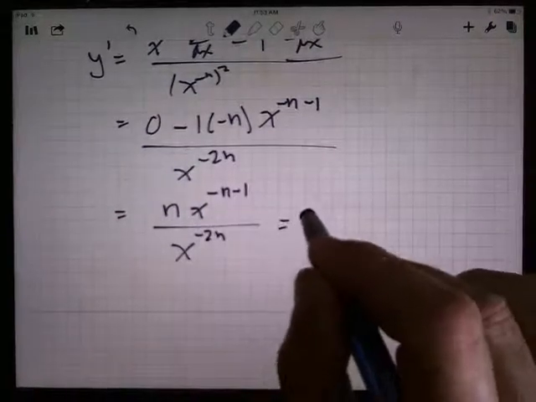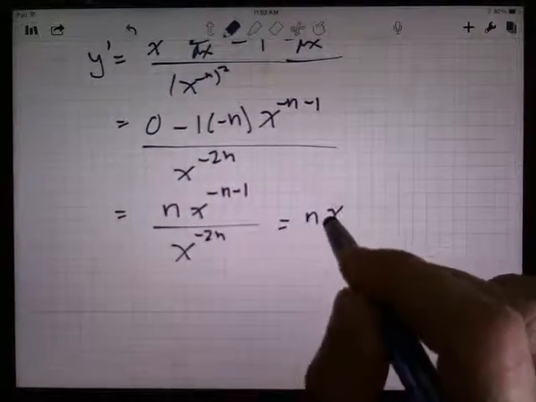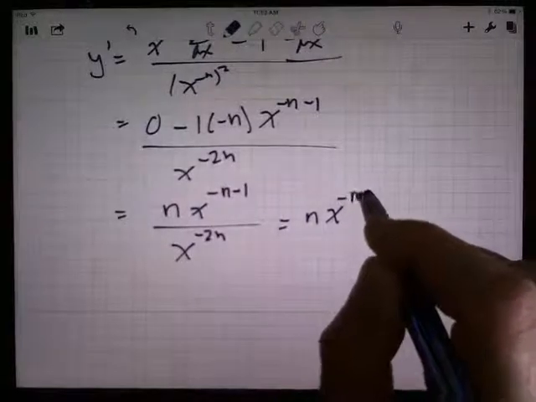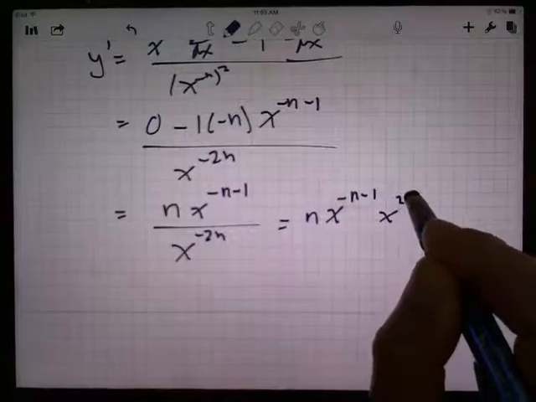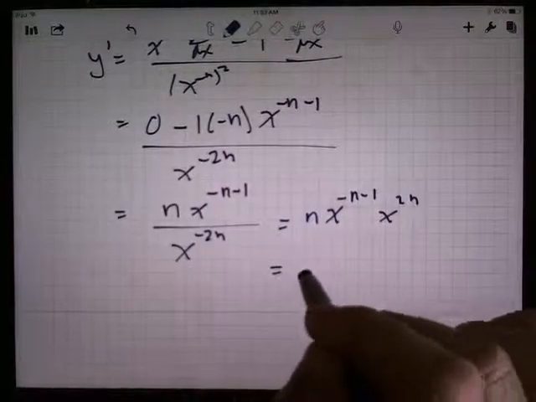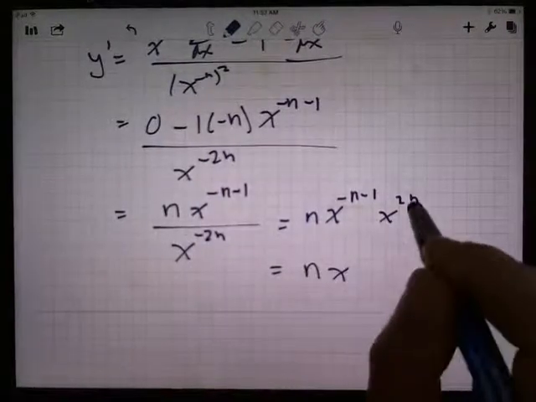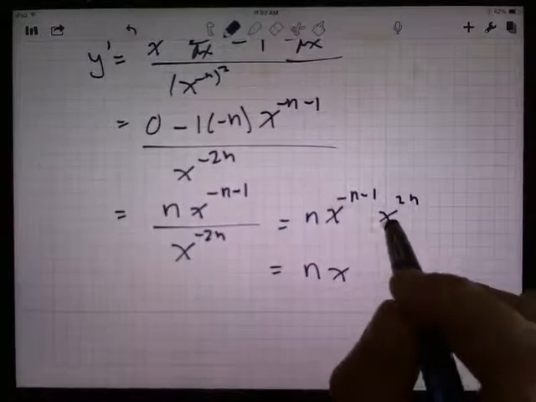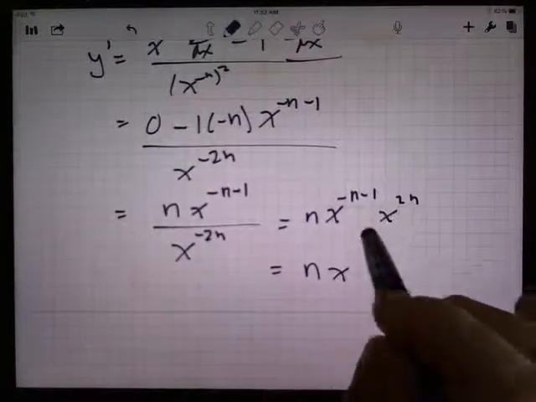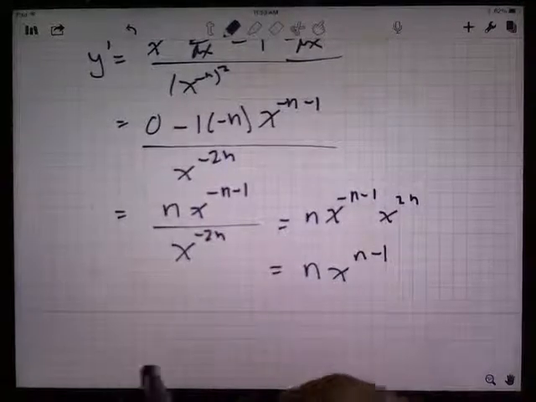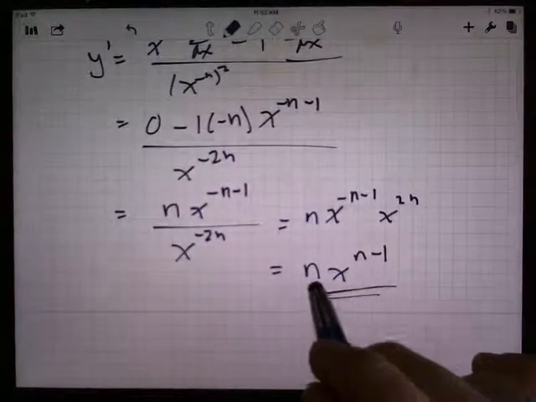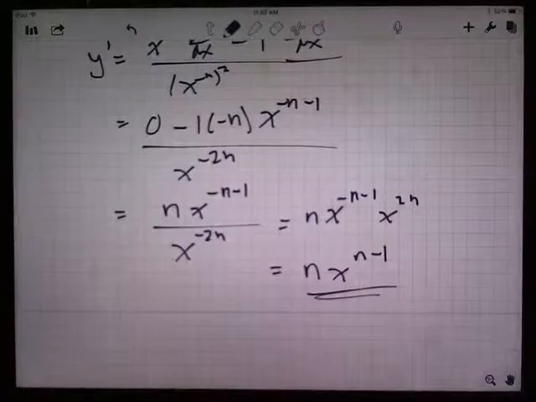So this would be equal to n x to the, I'm going to be a little careful here, make sure I get all my signs right. This I'm going to bring up to the top as x to the positive 2n. And so what I have is n x to the, add the exponents. I have a 2n minus n, that's n, and then I have a minus 1. And there we go. The derivative is n x to the n minus 1.